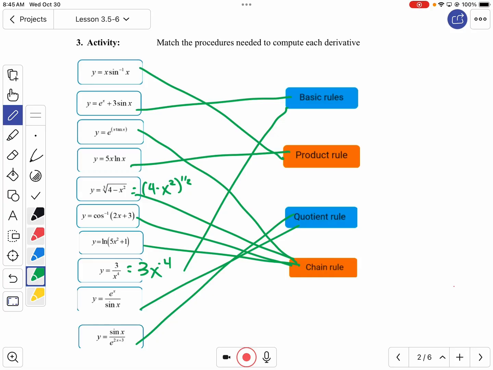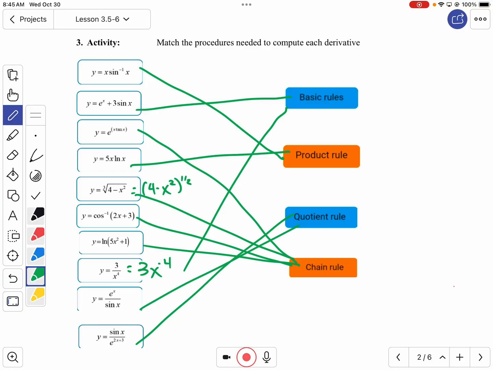One of the things I noticed on your implicit differentiation quiz when I graded it yesterday is not recognizing when you have to do a product within that implicit. So just be careful with that. If you have 5x or 5x squared times y, that is a product derivative, even though it's implicit. That was just one of the common mistakes that I saw as I graded it.